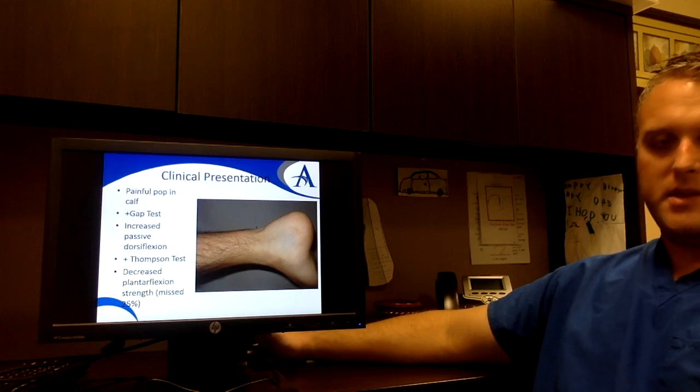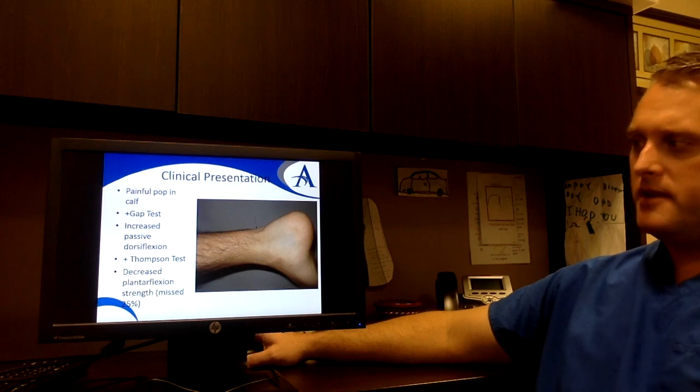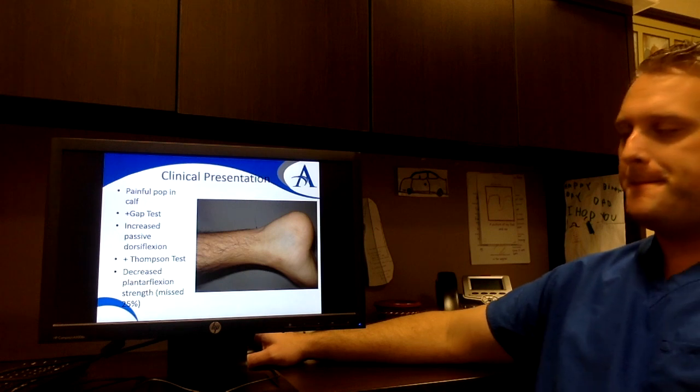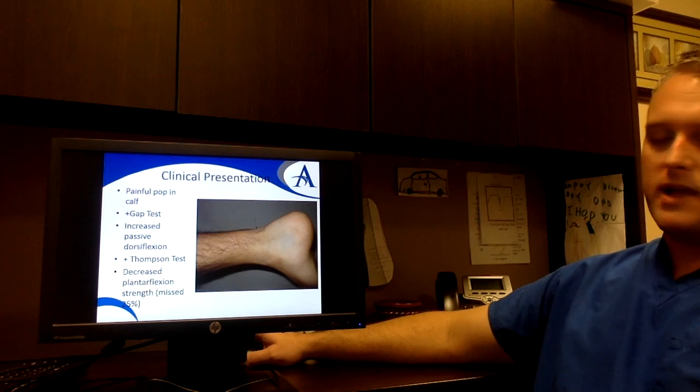So examination is very simple. There's a painful, palpable gap in the calf. The Thompson test is performed. That's where you squeeze the triceps surae, and there's an obligatory plantar flexion of the ankle. At that point, you know you've got a tear. You don't have to have these things.